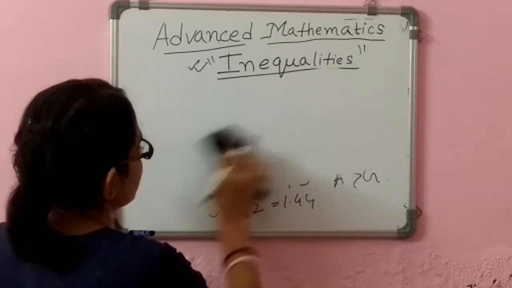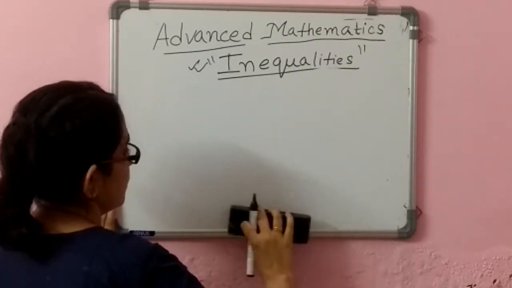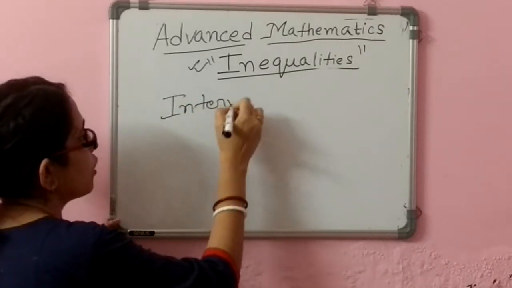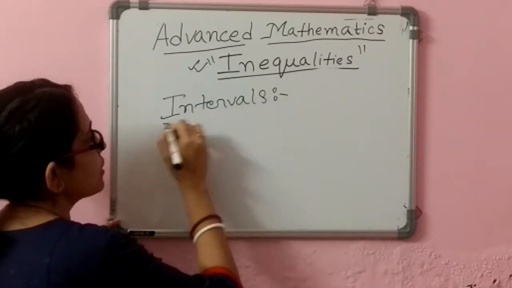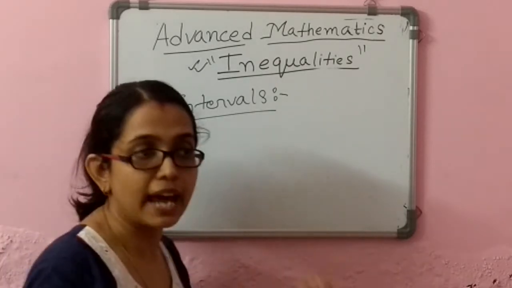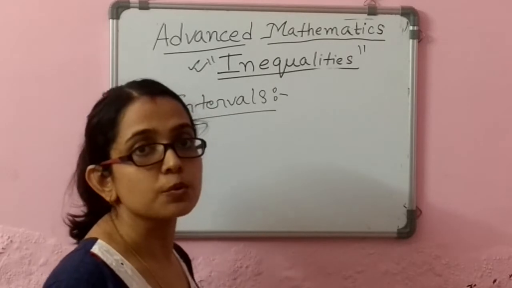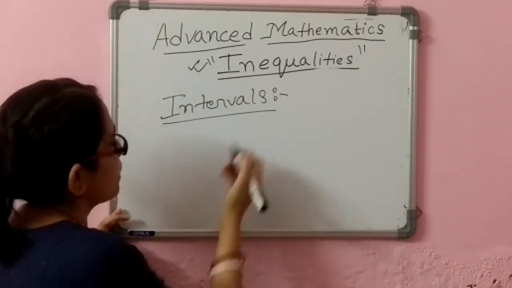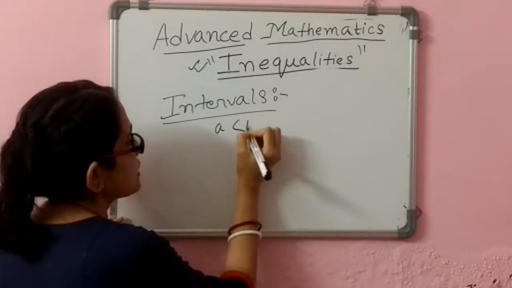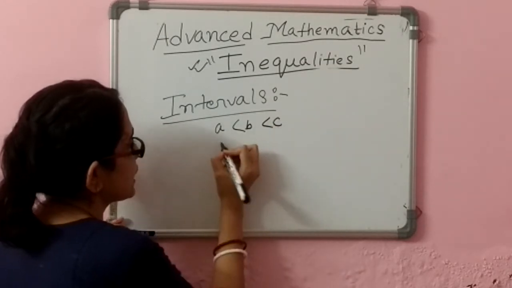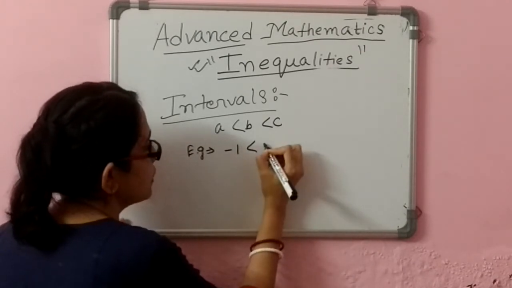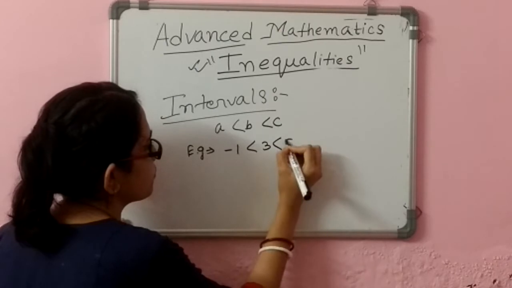Now we will come to the third subtopic, that is intervals of inequality. Intervals means, in a number line, when we consider any natural number, where it will lie. That representation is known as intervals. For example, if A is less than B less than C, let us take an example: -1 less than 3 less than 5.